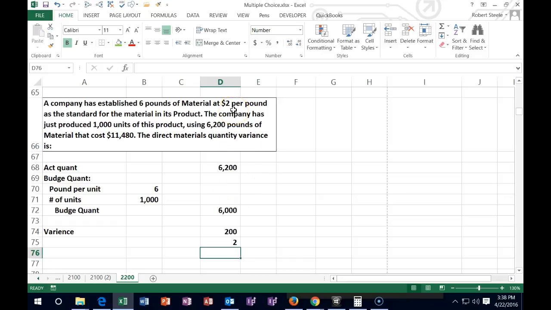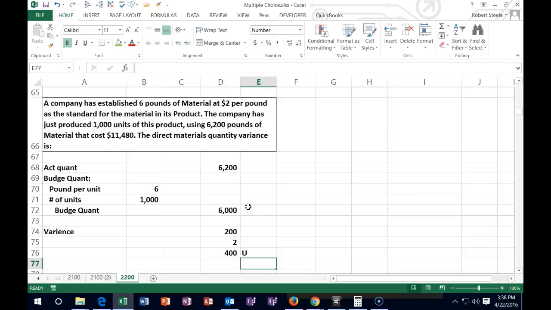Now again, you might get confused if they gave you more data and told us what the actual cost was. Should we use the budgeted amount or the actual? We're going to use the budgeted, so it's 200 times the 2, for $400 unfavorable, because it took us more quantity than we thought under this budget, so it's unfavorable.